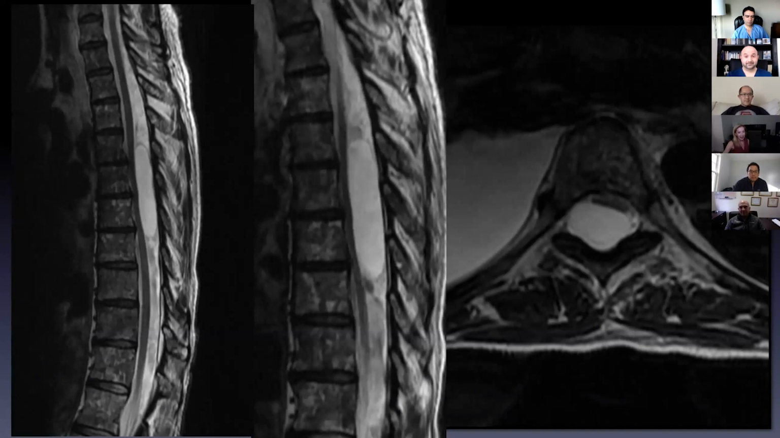So I think you all know what this is, hosts, but I would like you to tell me why it is what it is. There are at least three things in these images that let you know exactly what it is and why. I can give you the sequences if you want: sagittal T2, blown up sagittal T2, and axial T2. Anybody want to take this one?